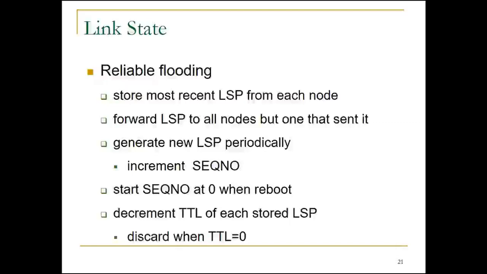We also generate new link state packets periodically by incrementing the sequence numbers. The sequence number usually starts from 0 when the system reboots, and it decreases at a decrement of time to live for each stored link state packet, and it's discarded whenever time to live is 0. So this will probably be the algorithm for handling reliable flooding for the link state strategy.